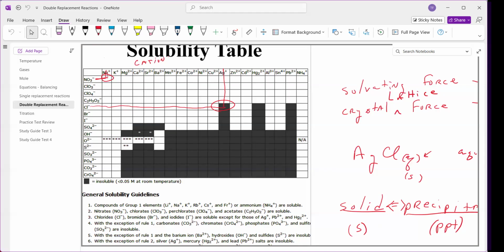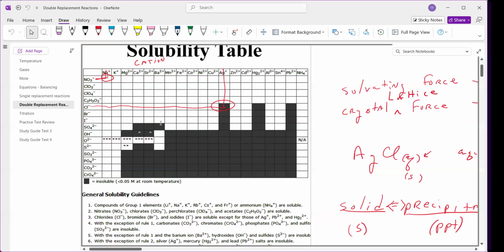Okay, so let's say silver sulfate. Is that a solid? You find the silver, find the sulfate, and where they meet, is that black or white? Black, so it forms a solid. All there is to using it.